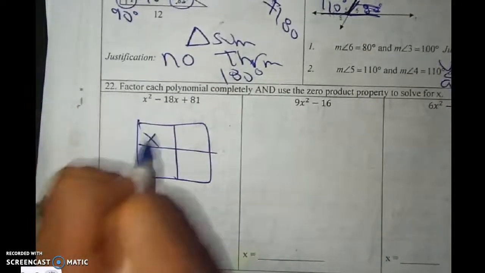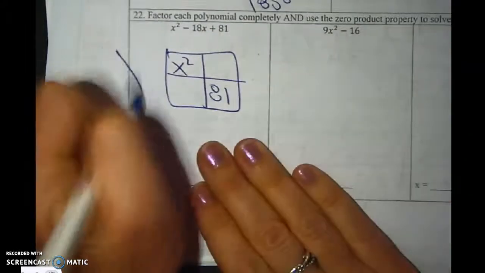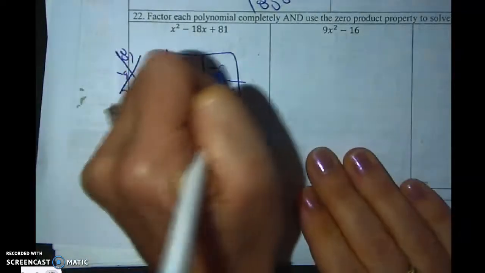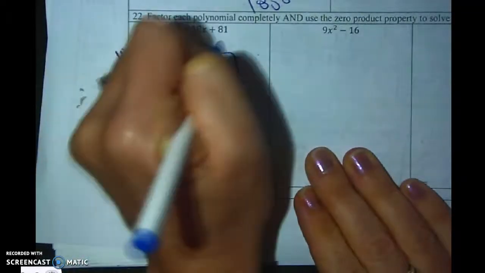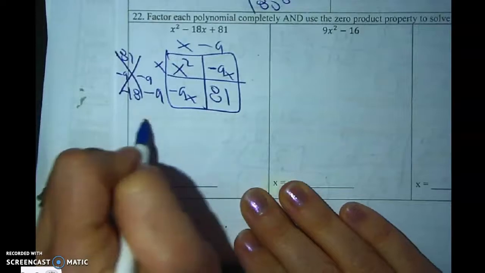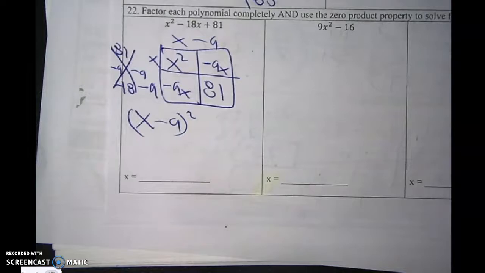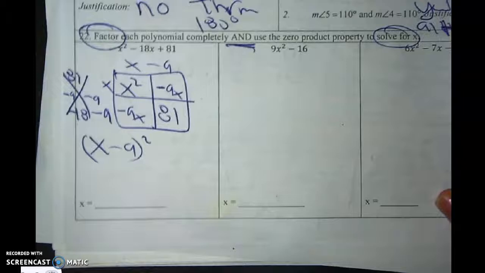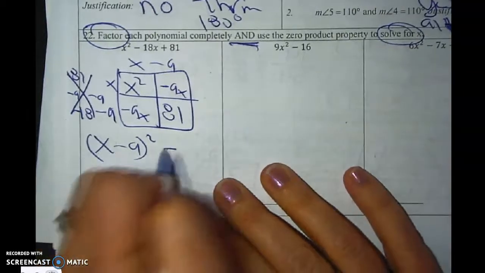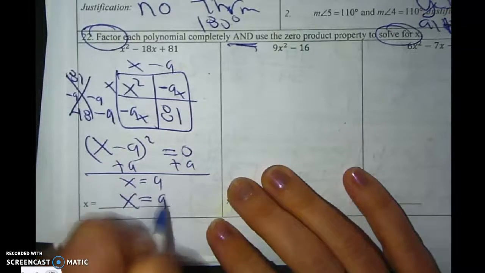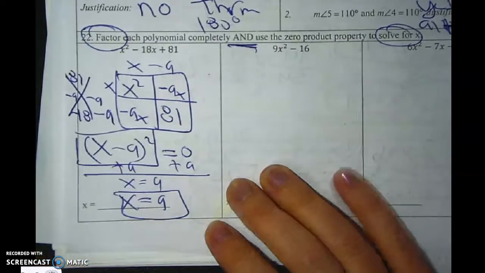All right, let's go to this one. Let's factor. First guy, last guy. Make an x, 81 and negative 18, negative 9, negative 9. X, x, negative 9, negative 9. So it's x minus 9 squared. But now they want you to also factor it and solve for x. All right? So then what they also want you to do is set it equal to 0. So add 9, ignore the squared. X equals 9. So that's one answer, and that's another answer.